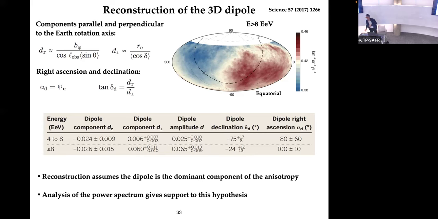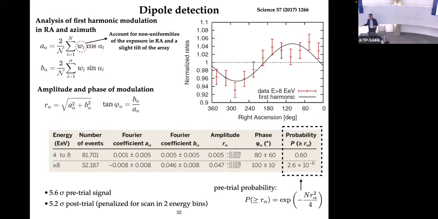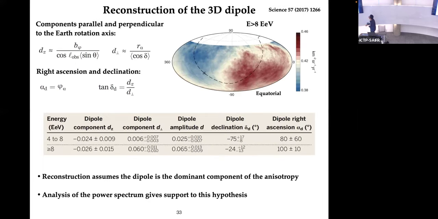Well, why is there a small difference between the amplitudes in this slide and the previous slide? Because the amplitude in the previous slide was the equatorial amplitude, and this one is the 3D amplitude now. What we call 3D is in the sphere. We reconstruct the three components of the dipole: dx, dy, and dz.